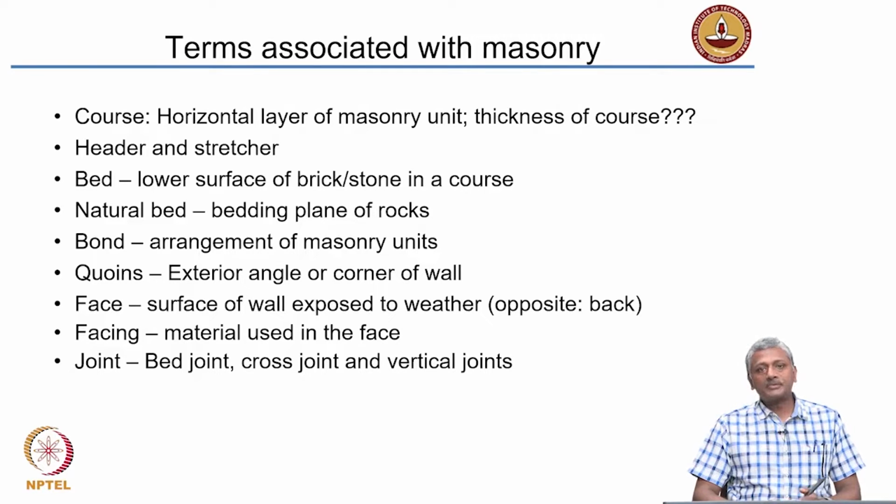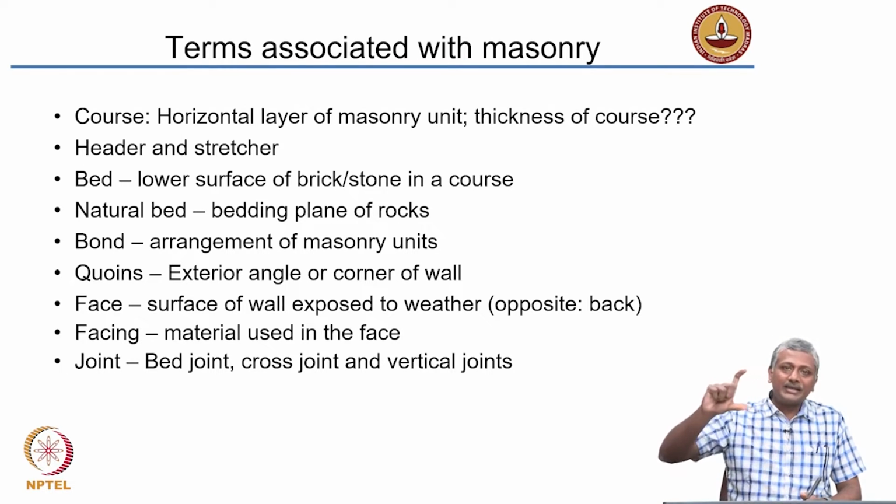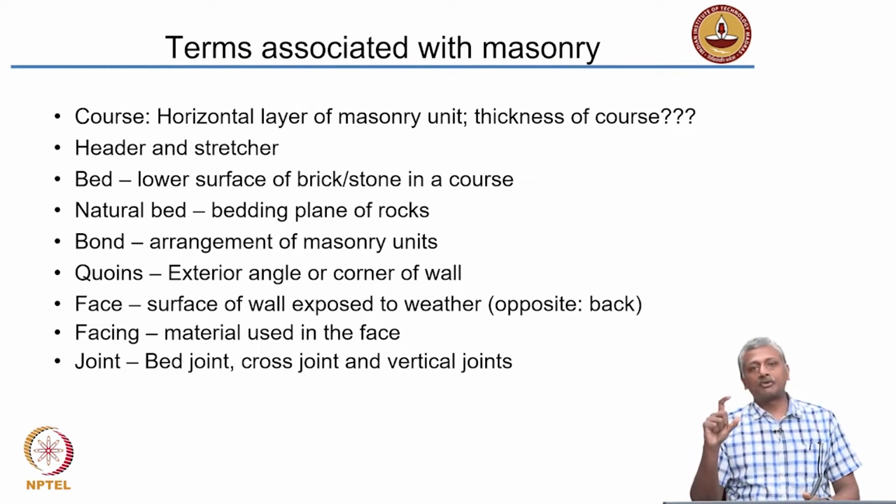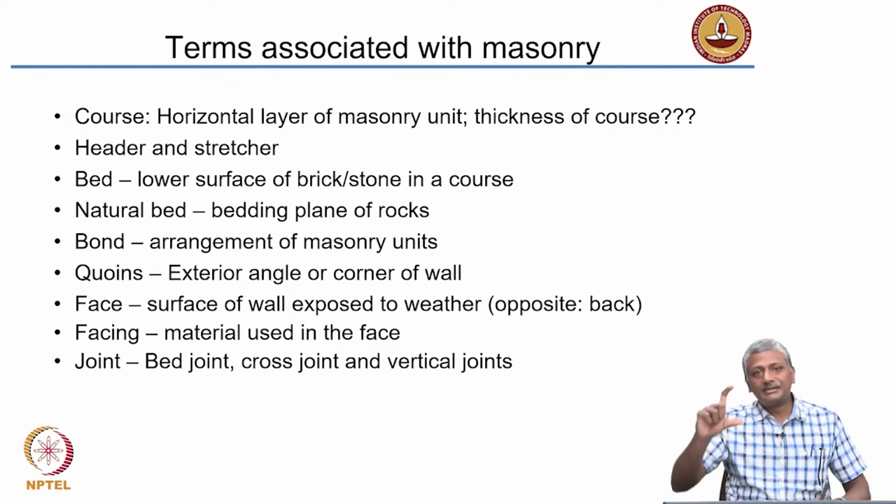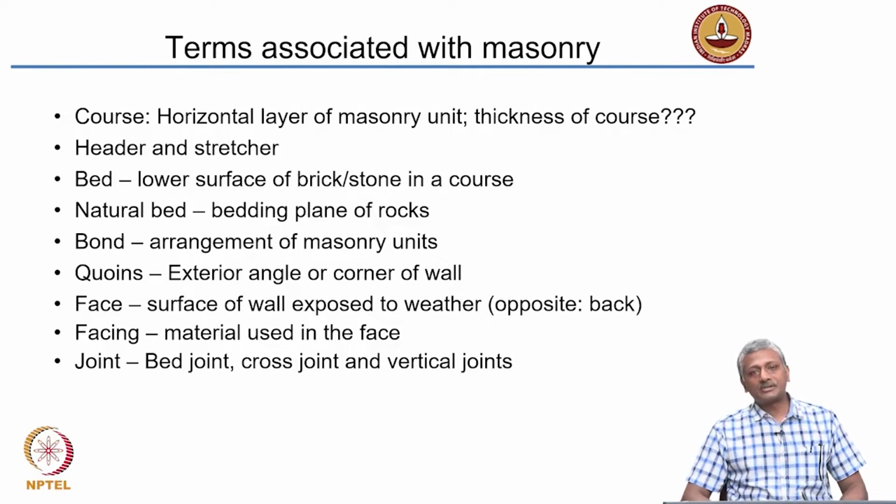So, one of the common terms that we use in masonry is that of a course. A course is nothing but a horizontal layer of masonry units which have a thickness which is equal to the thickness of each individual masonry unit. For example, if you are using a modular brick, the thickness will be 10 centimeters in a course.